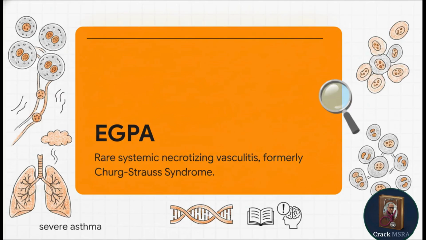Now, what's incredibly important here is its historical name, Churg-Strauss Syndrome. Definitely lock that into your memory. Those older naming conventions still pop up in clinical practice all the time, and they are classic distractor options on exams. You absolutely must recognize both terms interchangeably.